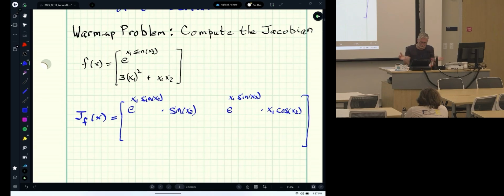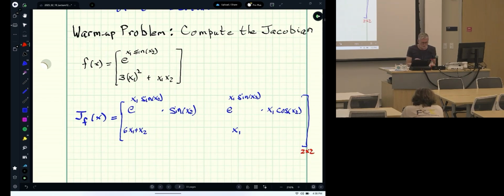Yeah? And then the next one is a polynomial, so that's much easier. With respect to x1, the power rule gives us 6x1, and then x2 is a constant. And then when we differentiate with respect to x2, this goes away because it's a constant, and we only have x1 multiplying it. So that's the Jacobian, and we almost never do anything more complicated than that by hand.